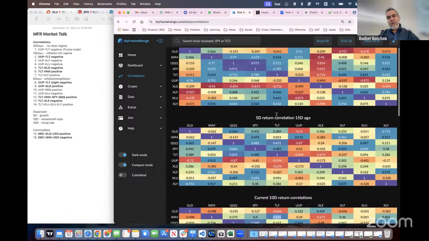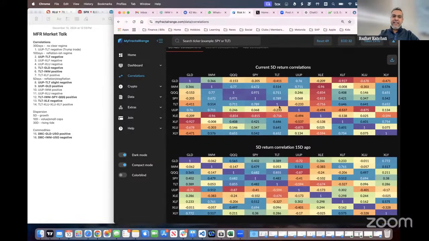And if you look at just the 5 days, there's again a very big switch. This time UUP and TLT became only slightly negative instead of very negative, and UUP and gold are positive. TLT became positively correlated to all the equities, IWM, QQQ, SPY. We will look at XLE later, but TLT and XLE also became negative. So this was, I feel, almost like a stagflationary kind of regime that we saw in the last 5 days.